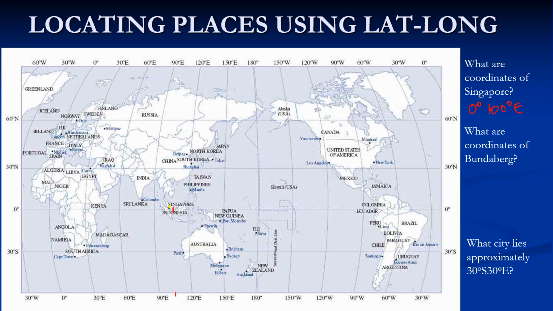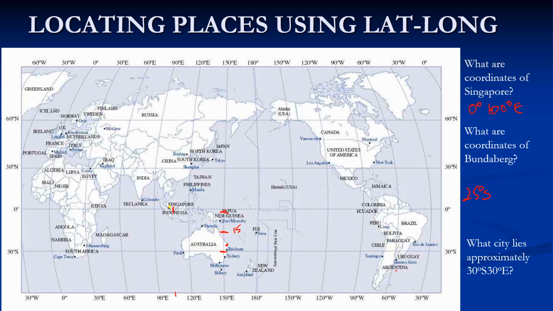Now let's have a look at Bundaberg. So Bundaberg's about here. So let's look at this. We've got halfway between 0 and 30. Well, that's got to be 15. And you can see it's much closer to the 30 than the 15. So let's put it at about 25 degrees south.